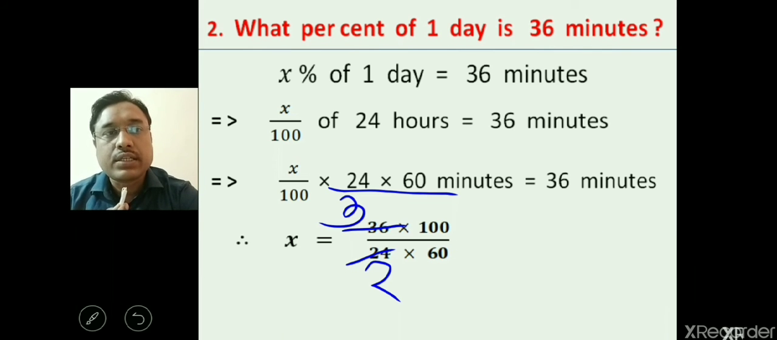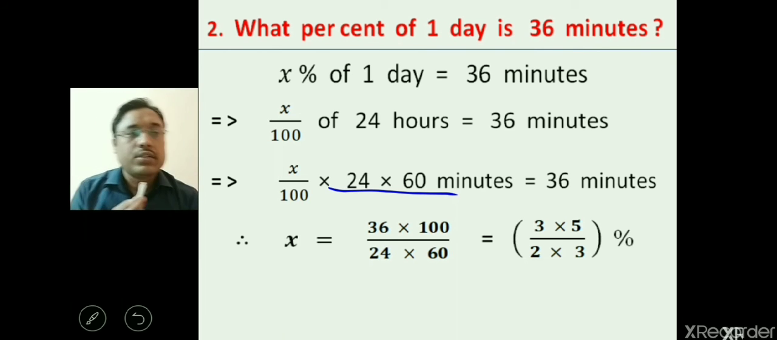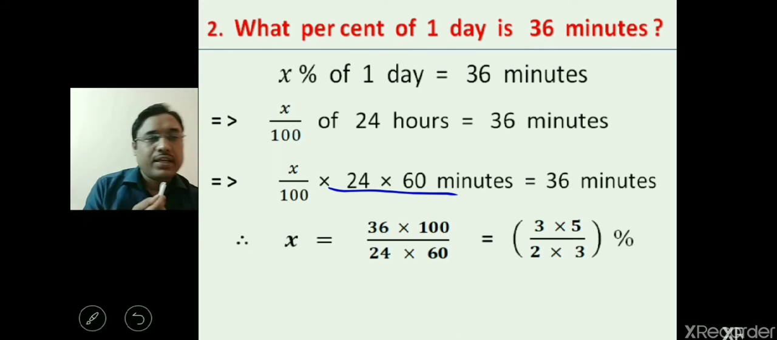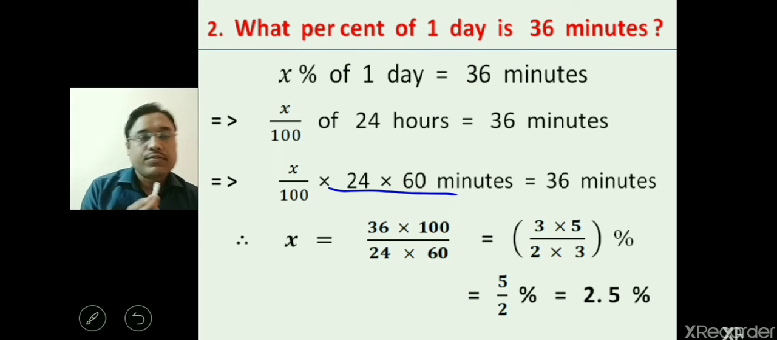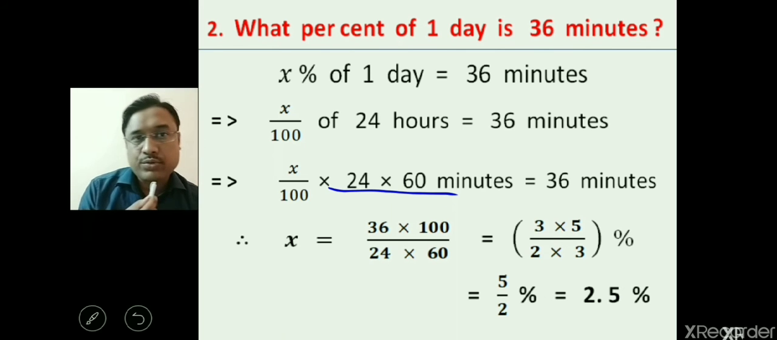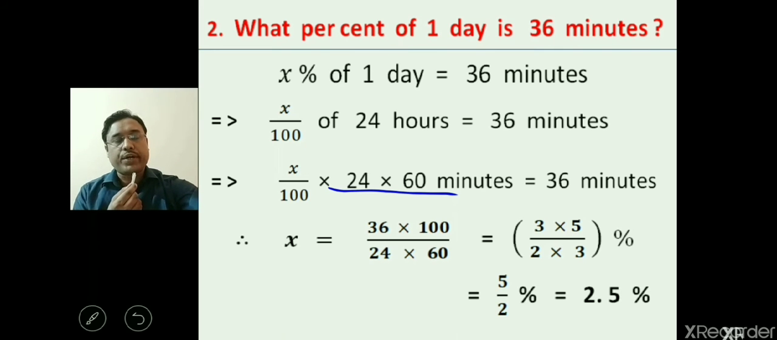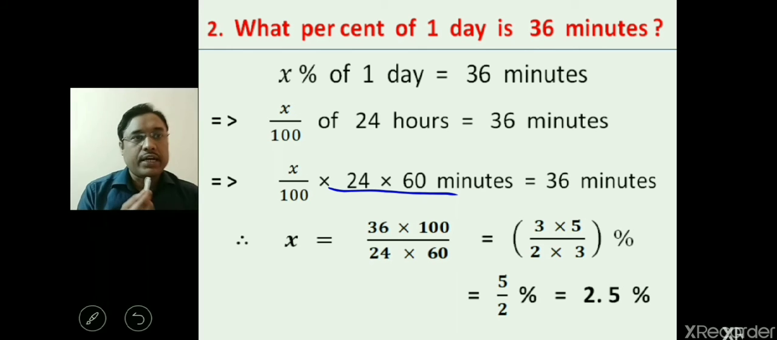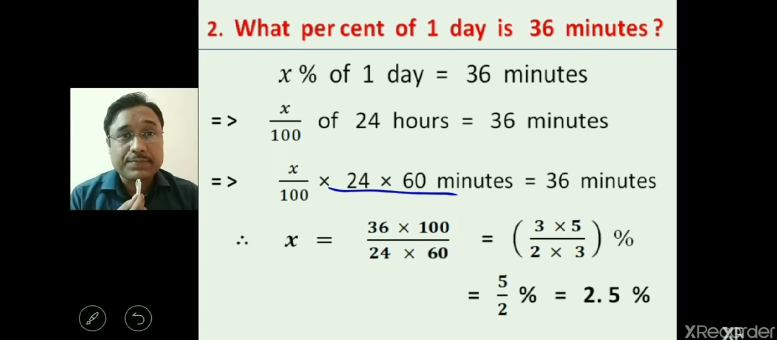After cutting all this expression, you will get 3 into 5 by 2 into 3. So you will get 5 by 2, which means 2.5. I have just shown how it is coming: 3 into 5 by 2 into 2 into 3, you will cut, then it will come. So 5 by 2% means 2.5%. This is the value of x. That means 2.5% of 1 day is 36 minutes. I hope it is clear to you.